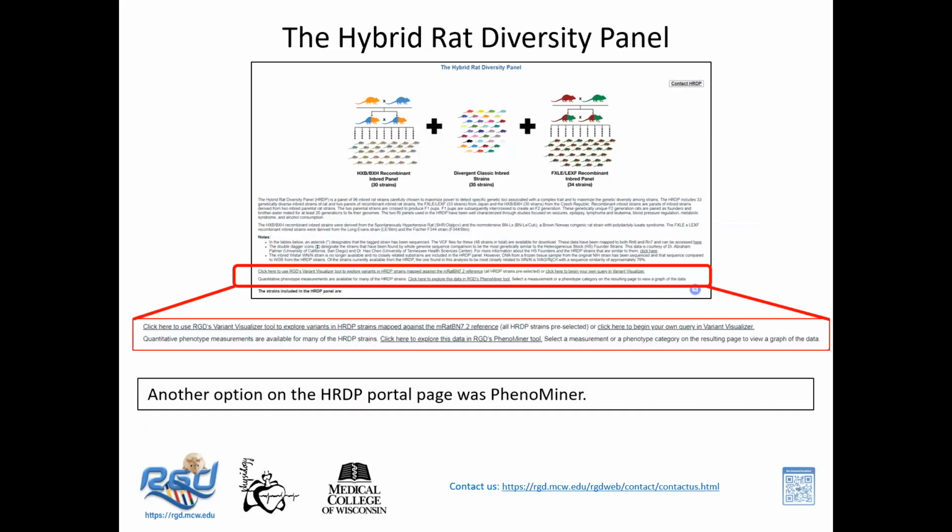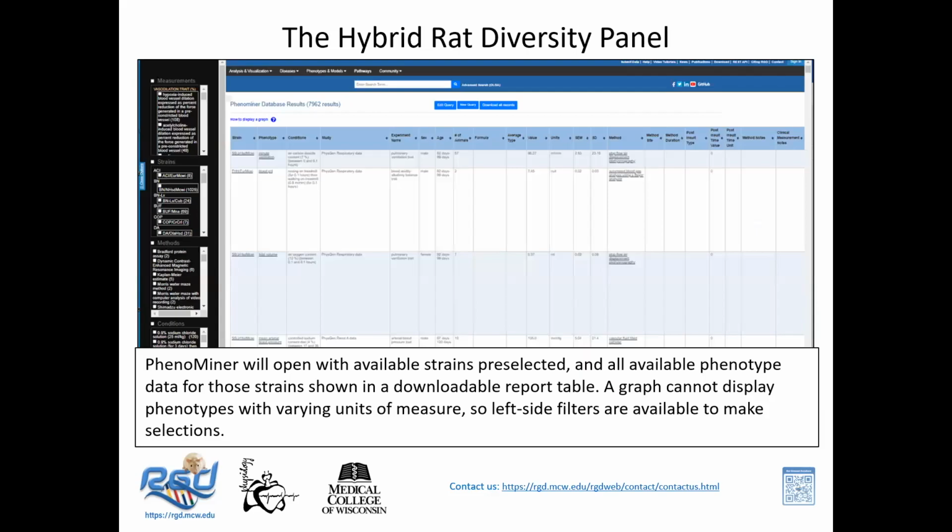This is just a reminder that the other option on the HRDP portal page was PhenoMiner. PhenoMiner will open with all the available HRDP strains pre-selected and all available phenotype data for those strains in a downloadable report table. Last time I looked, there were over 226 records.